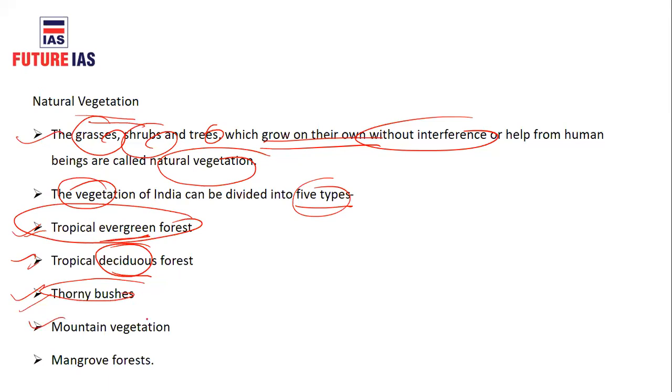And you will also have the mountain vegetation. Because of the changes in elevation, you will have changes in the vegetation type also. And then you have the mangrove forest. These mangrove forests have a different type of vegetation, right? For example, they can sustain a high amount of salinity also, right? So these are the different types of vegetation.